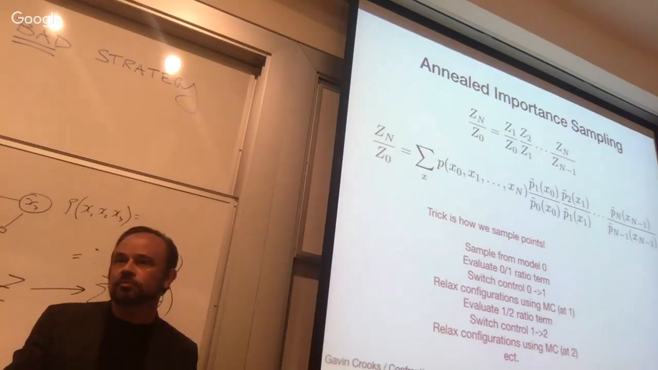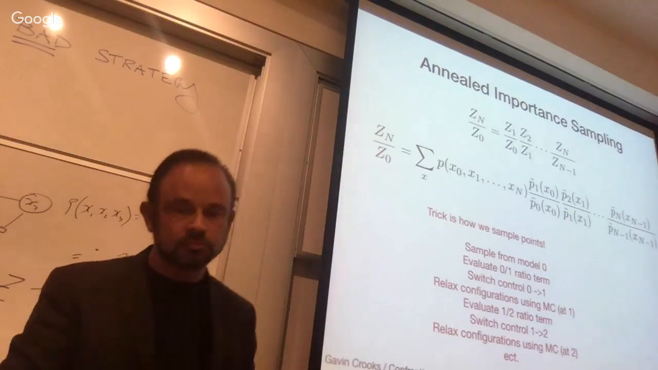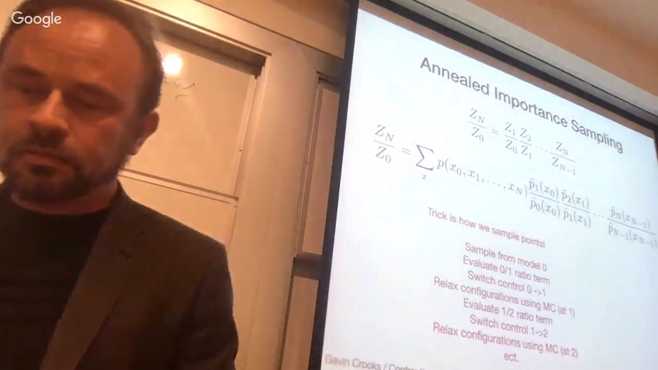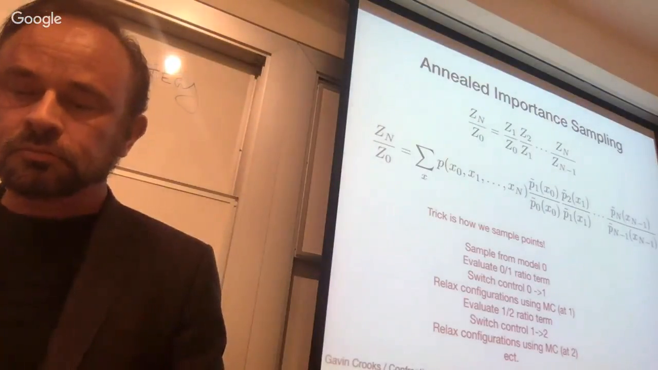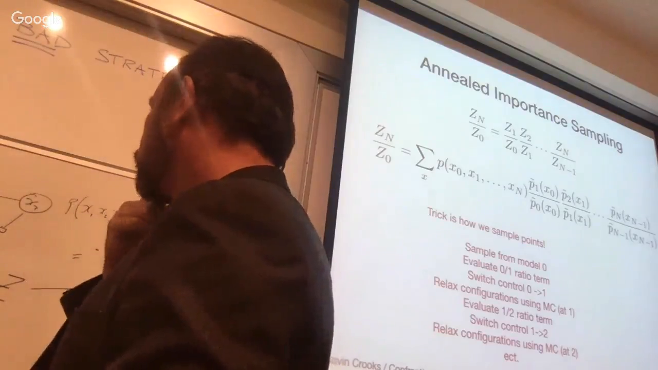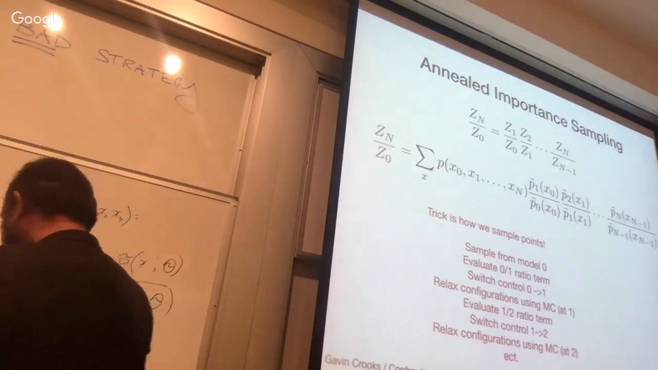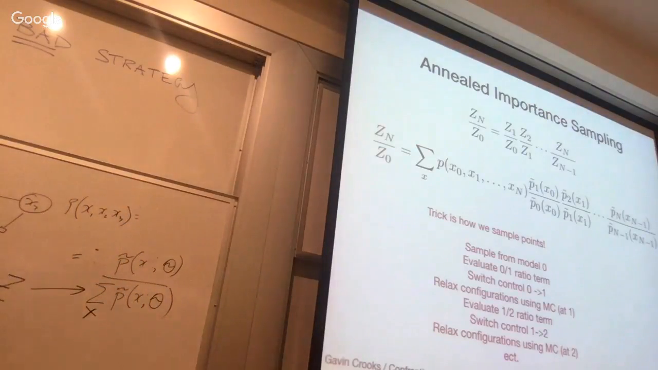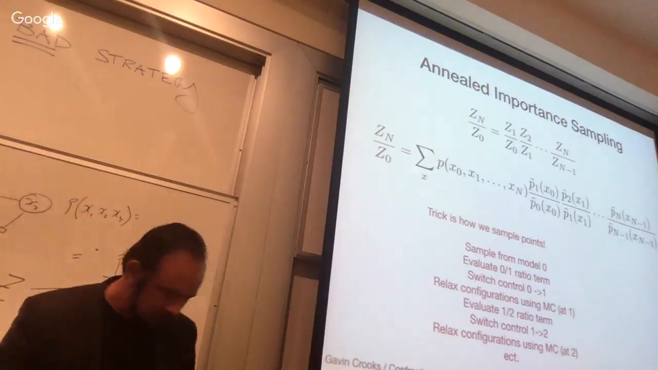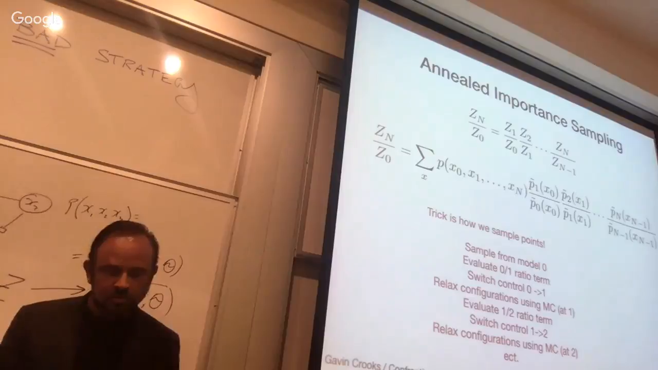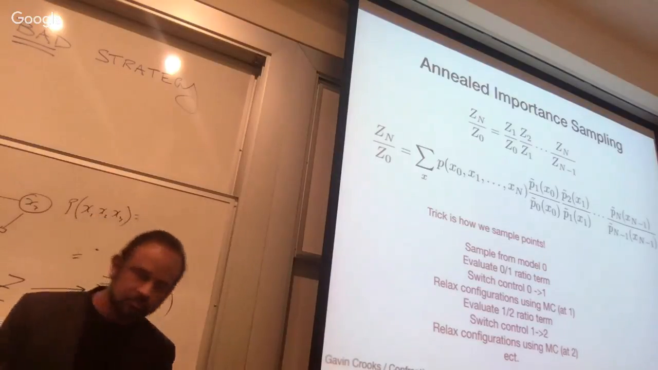Yes? Can you go back one step? Why is it important to find the ratio of partition functions? I think what you're interested in is likelihood, in general, of what you're reading on the whiteboard, P1 versus some other model P2. Is that the idea? Why is the ratio of partition functions important? Okay, I'm going to give you the physics answer again, but that's fine.